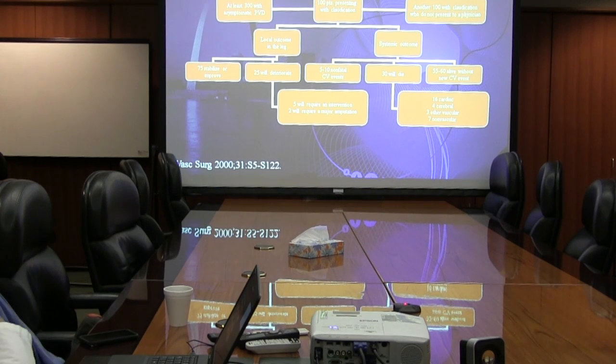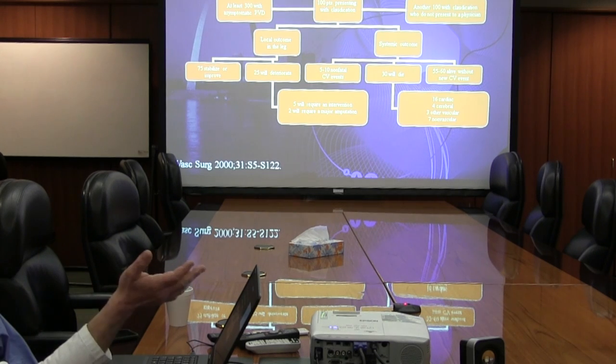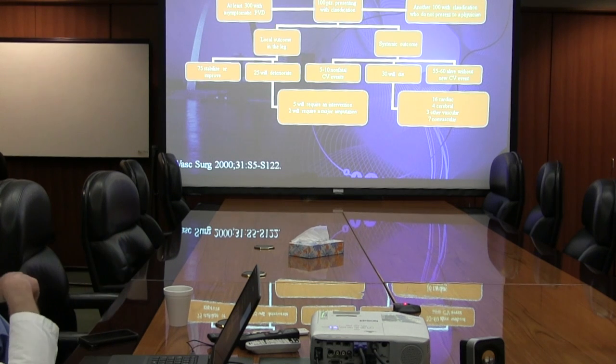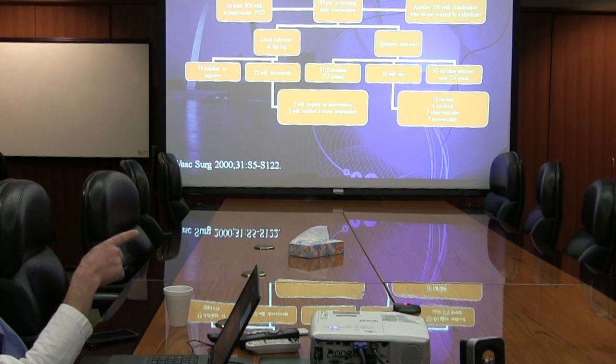If we go down to the next level, we can break their outcomes into local outcome and systemic outcome. Let's start with systemic outcome on the right. You can see that 5 to 10 of these patients will have a non-fatal cardiovascular event. This is in 5 years. 30% will die. And you can see what they die of: cardiac events, cerebral events, other vascular events, and then the minority non-vascular events. So of your 100 patients who present with claudication, 30% will be dead in 5 years. 50 to 60% to the right will be alive without a new cardiovascular event.